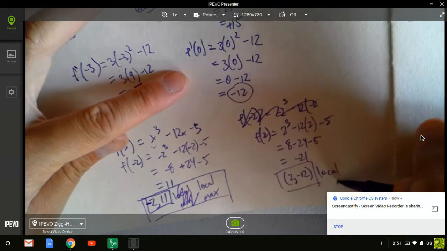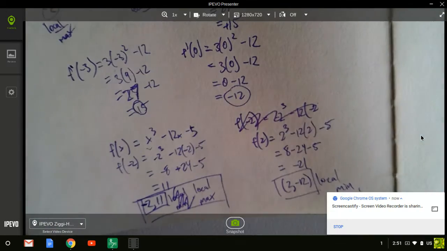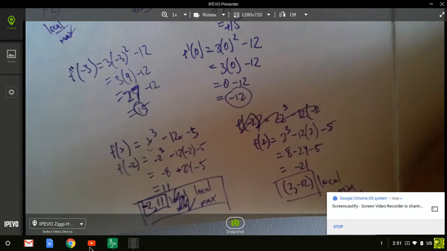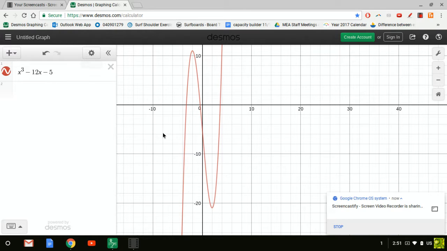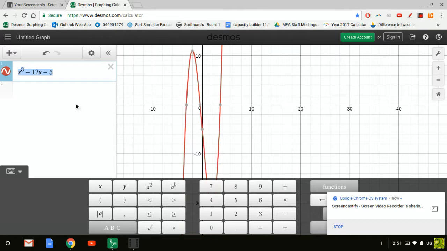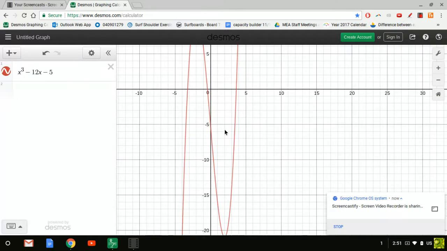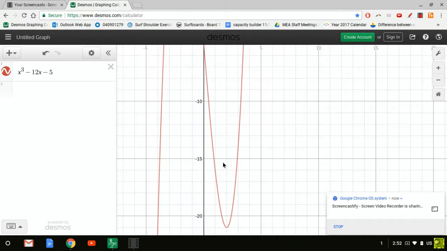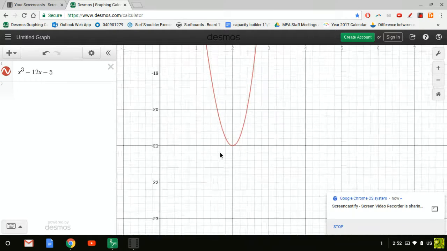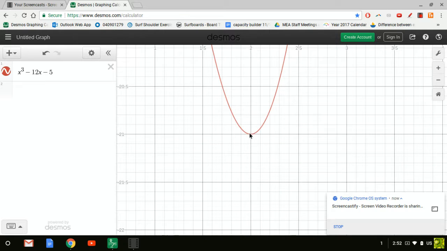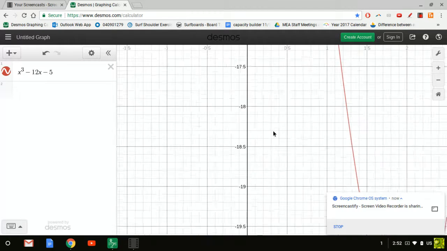Okay. Let's check this out in Desmos really quick to see if this all works out. So I already graphed this. This is the graph of the original function, and let's see the coordinate here. It looks like this is the local minimum value, 2, negative 21. Exactly. We found out the derivative here is equal to 0, okay? And we found out the coordinate, 2, negative 21.